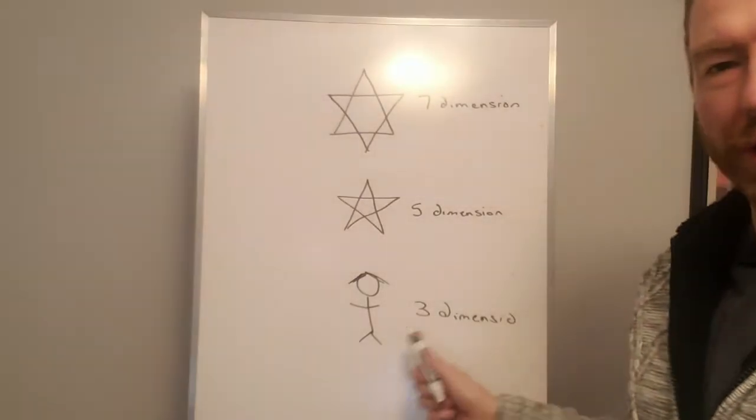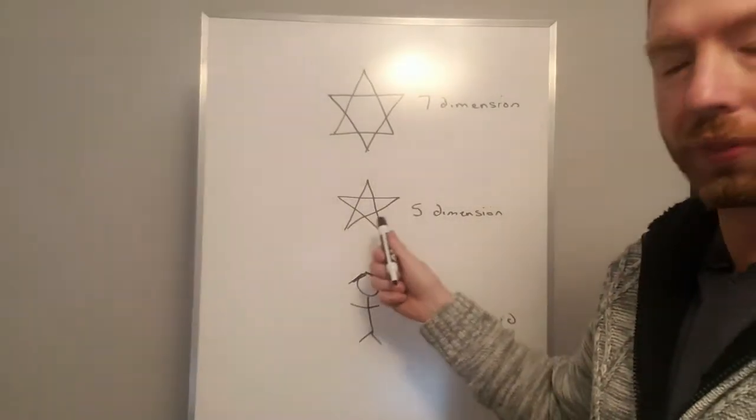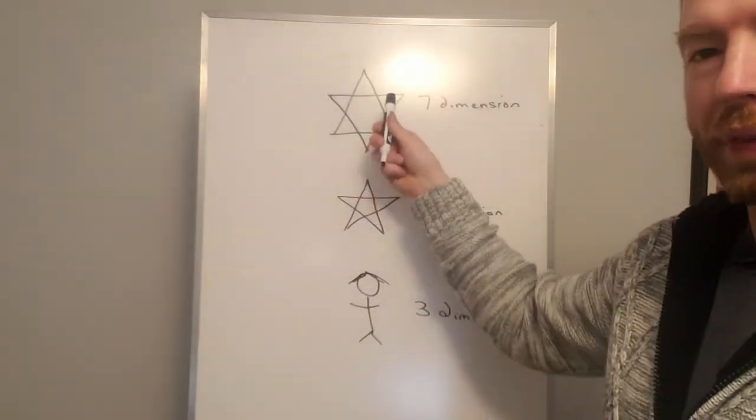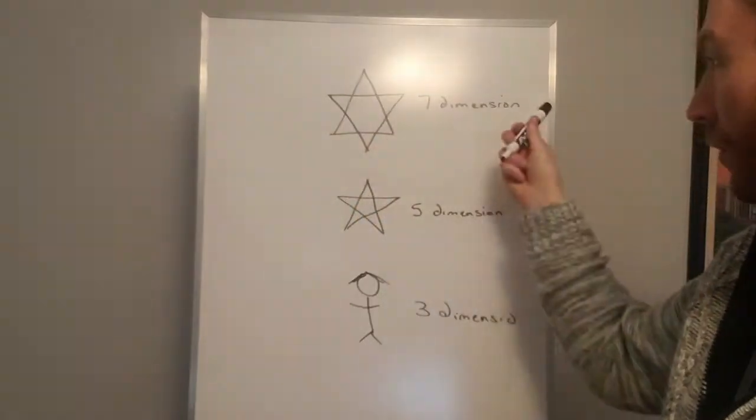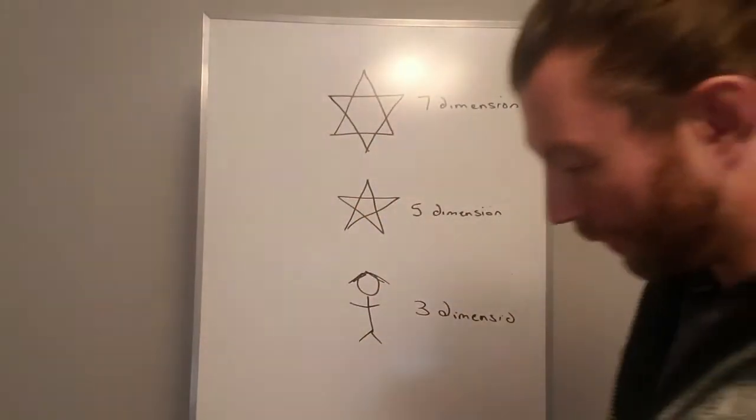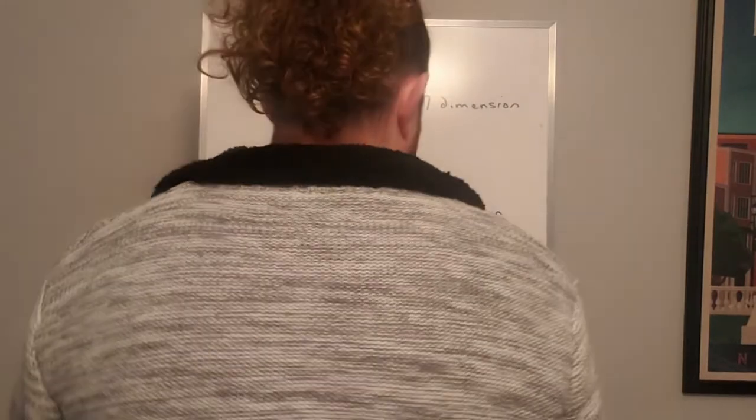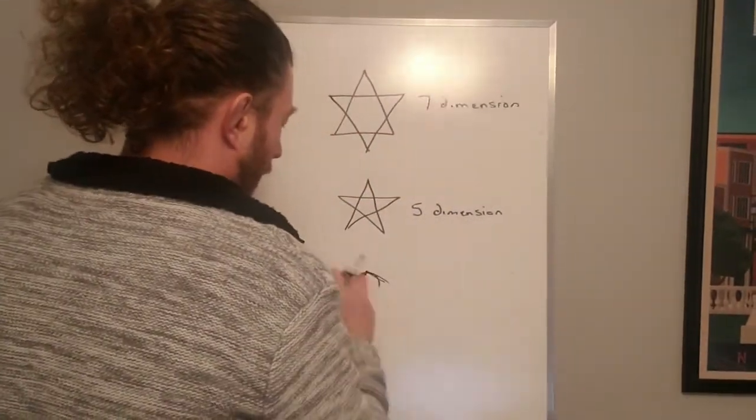So we are existing in the third dimension, our higher self is existing in the fifth dimension, and then God, creator, or conscious universe is existing in the seventh dimension. That's just a quick little recap of what was happening in the last video.